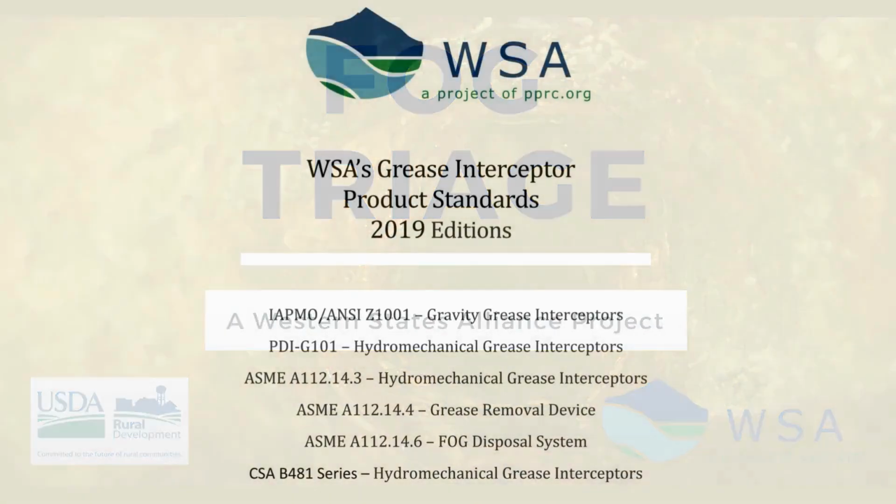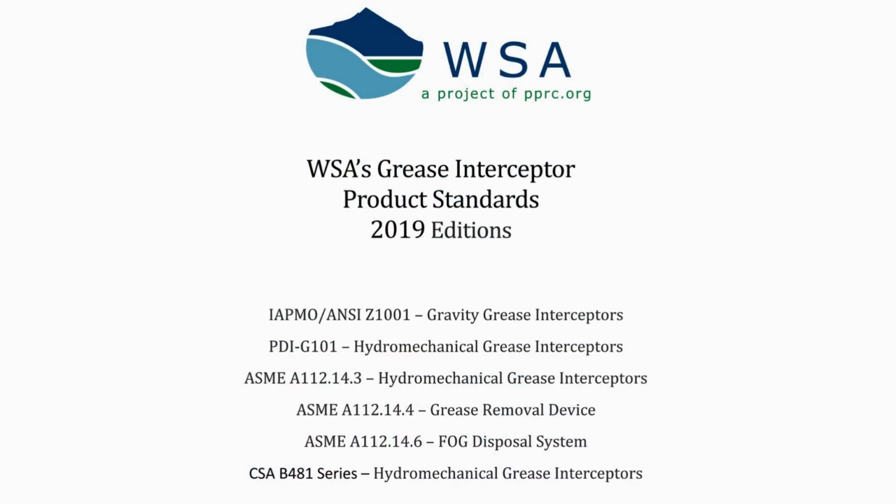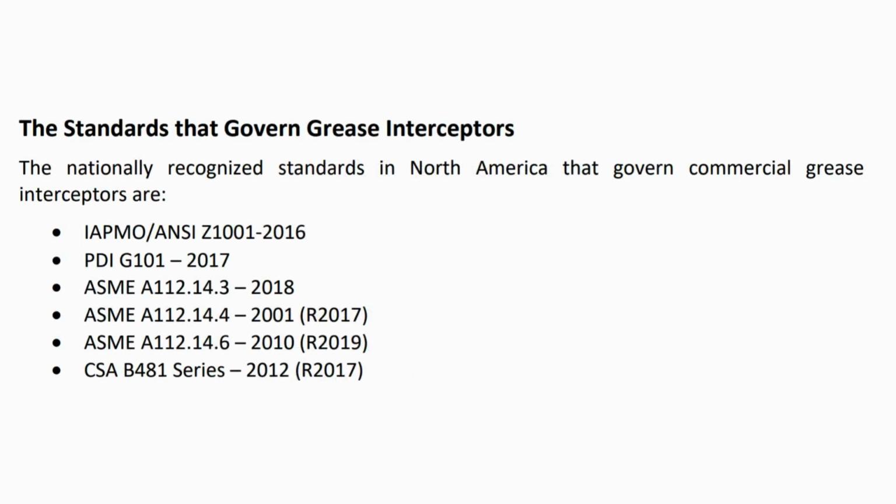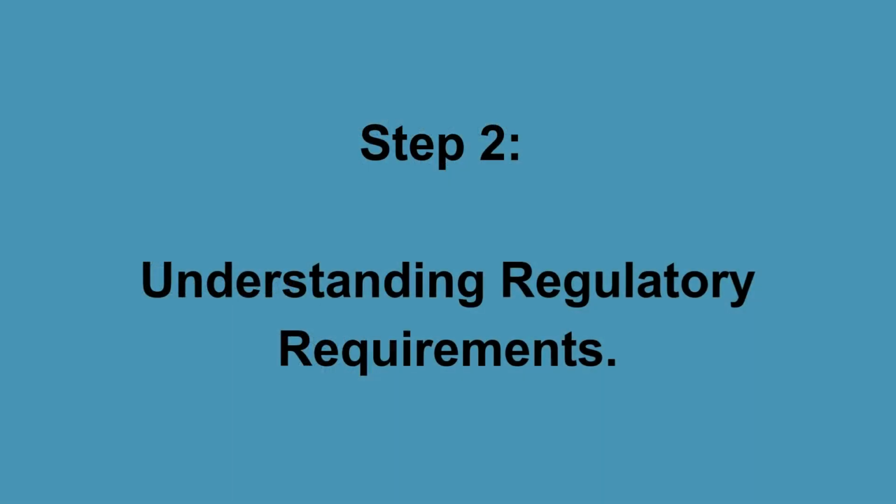See this video, a how-to guide to executing a FOG triage program, in the resource section at the end of this video. WSA's Grease Interceptor Product Standards is a thorough review that explains product standards which ensure that approved devices operate in accordance with minimum performance or design requirements. It includes information on the standards that govern grease interceptors, plumbing standards and sizing methods, and testing and rating of grease interceptors.